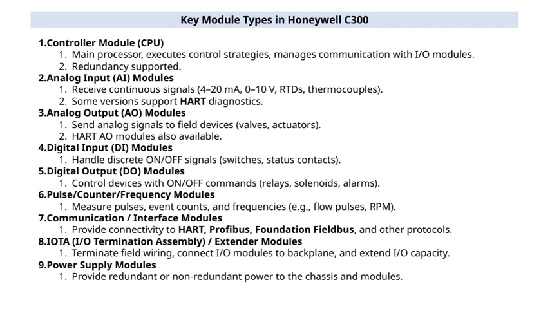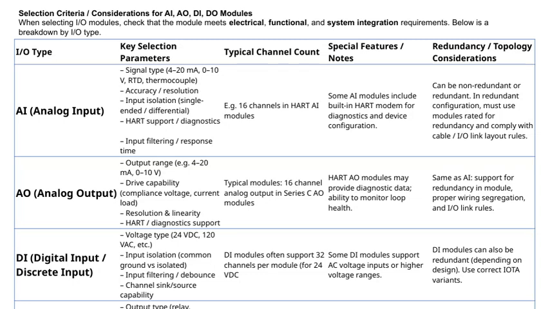Let's take a closer look at the I/O types and their key selection parameters. Starting with AI, or analog input modules, the main factors to consider include the signal type, such as 4-20 mA, 0-10V, RTD, or thermocouple. Accuracy and resolution are critical to ensure precise measurements. Input isolation, whether single-ended or differential, affects noise immunity and wiring complexity.